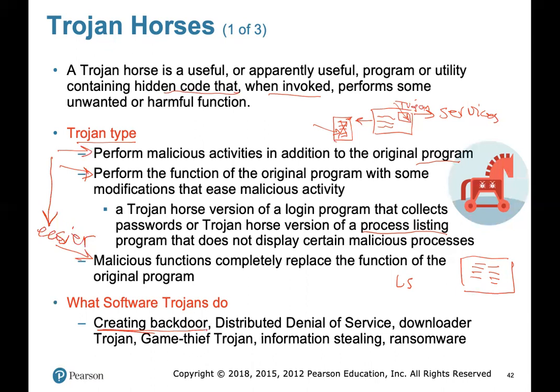They can implement a denial of service attack, or distributed denial of service attack, that we'll be talking about. They can download some other malware or maybe Trojans. They can do some game theft Trojan. They can steal information, and they can do ransomware, which means that they show you something. For example, they get some of your files and do not let you open them and ask for some money. These are all options that a software Trojan may do.